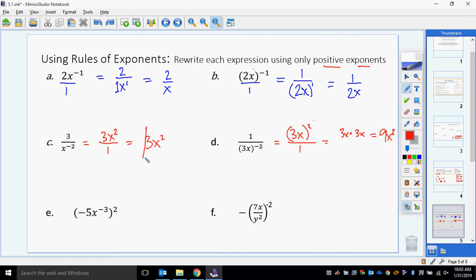Notice I had 3 times x squared here, and I had (3x) quantity squared. That can't be simplified. This does not mean square the 3, but this one does. It means square both of them. So that's why I'm getting different answers here. My answer was 3x squared, and this one was 9x squared.